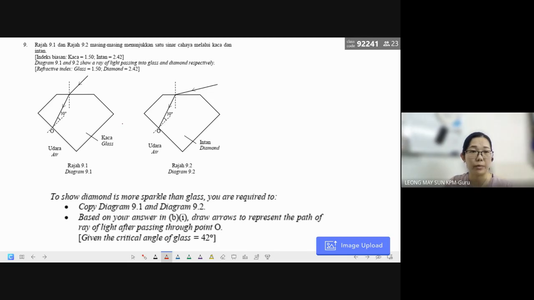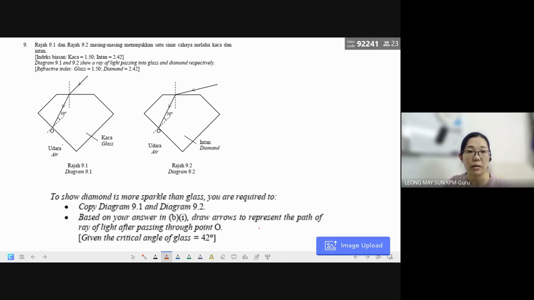Probably about 3 minutes. The next part is actually to ask you guys to copy. You don't have to copy lah, okay? So what you have to do is just draw your diagrams onto the picture. And then based on the answer in B1, draw the arrows to represent the path of the ray passing through point O. So at point O, what happens to the path of the ray?